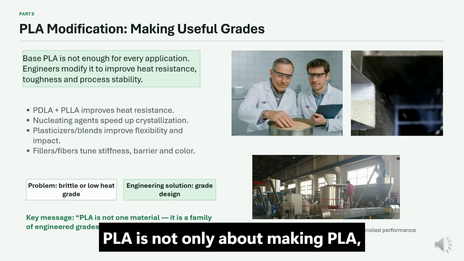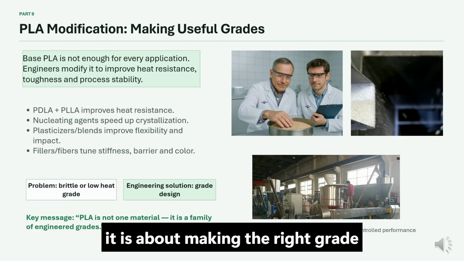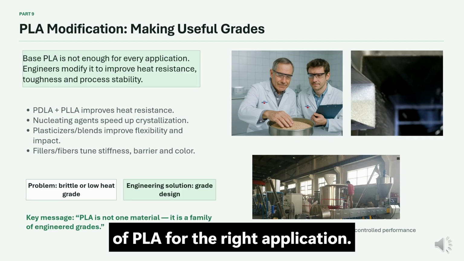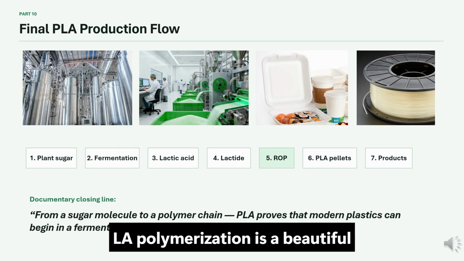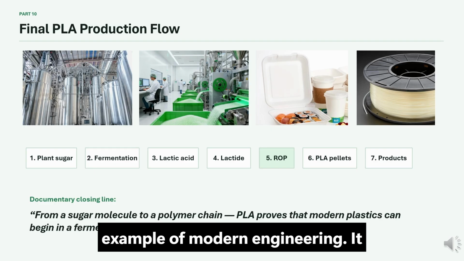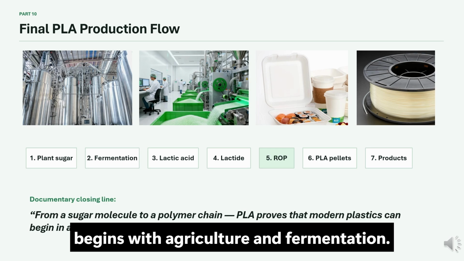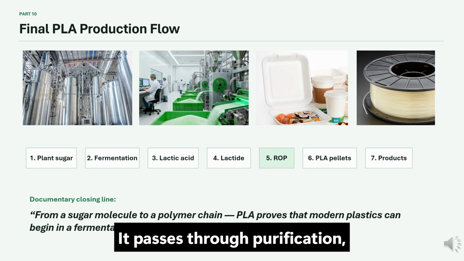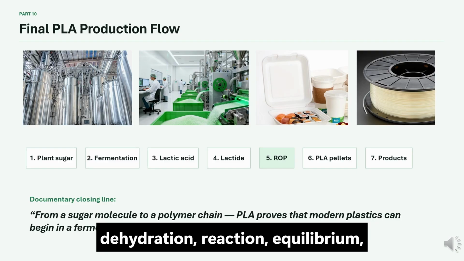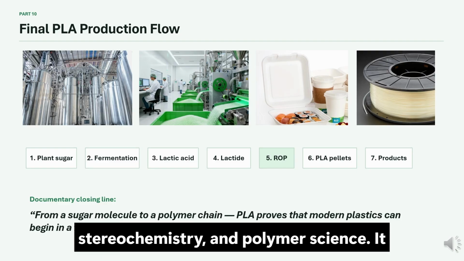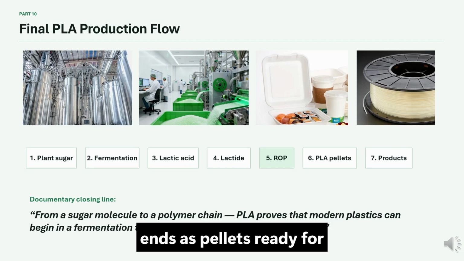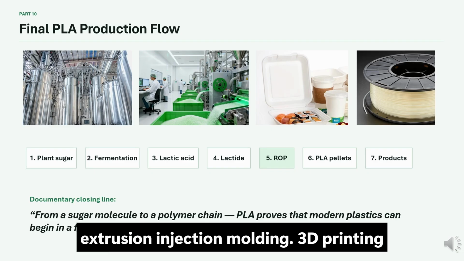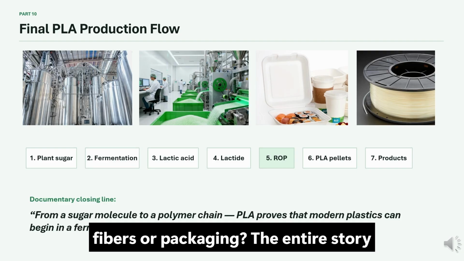So the future of PLA is not only about making PLA. It is about making the right grade of PLA for the right application. PLA polymerization is a beautiful example of modern engineering. It begins with agriculture and fermentation. It passes through purification, dehydration, reaction equilibrium, vacuum technology, catalysis, stereochemistry, and polymer science. It ends as pellets ready for extrusion, injection molding, 3D printing, fibers, or packaging.